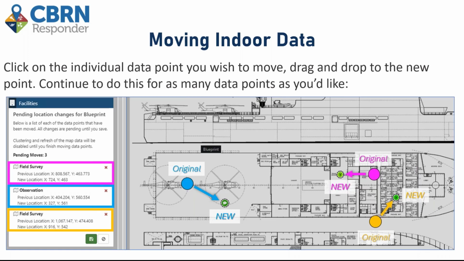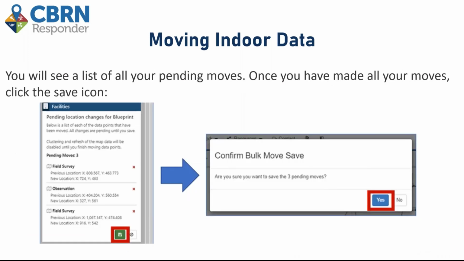Every move I make will be listed on the left-hand side under this pending move section. I can review it. If I want to undo a move, I'll just simply press the X. And once I'm ready to save those new changes, I'll select yes on my confirm bulk move save.